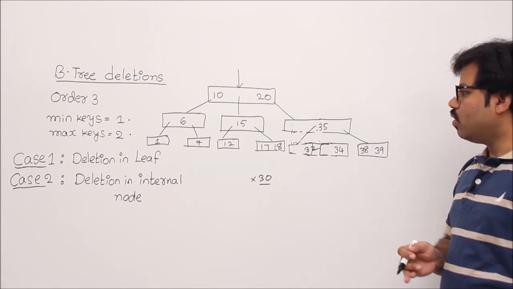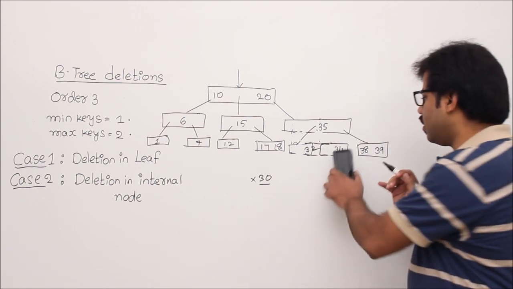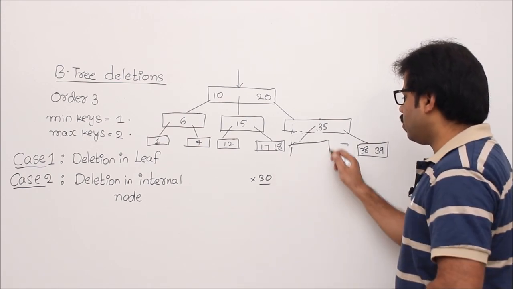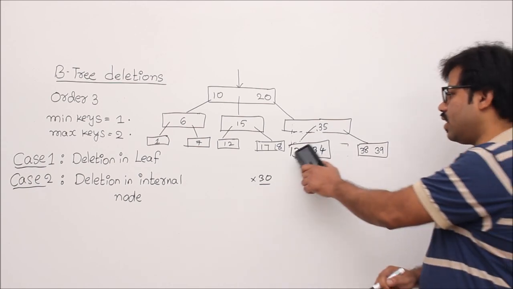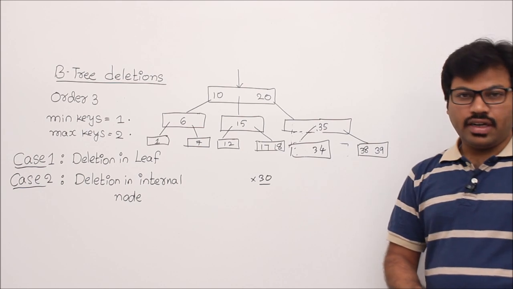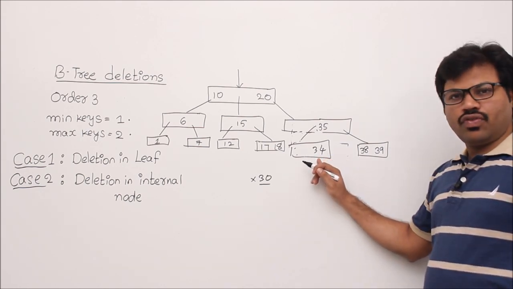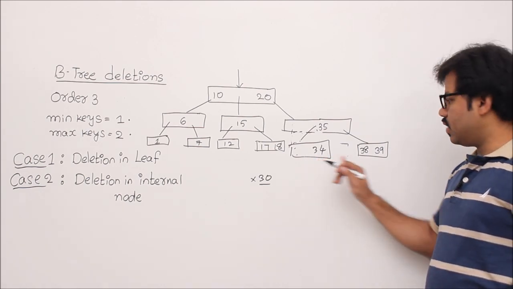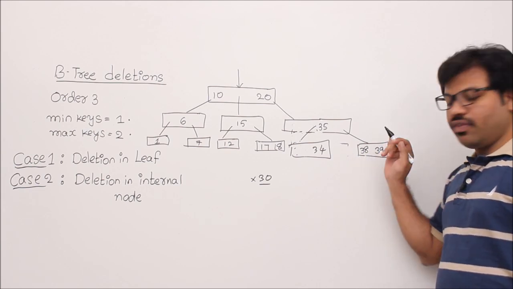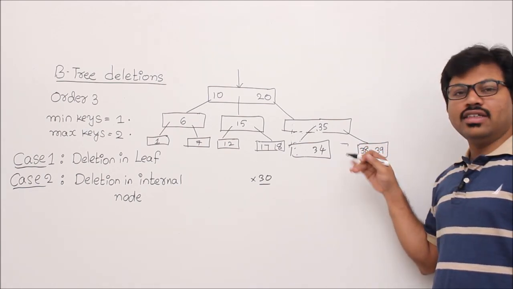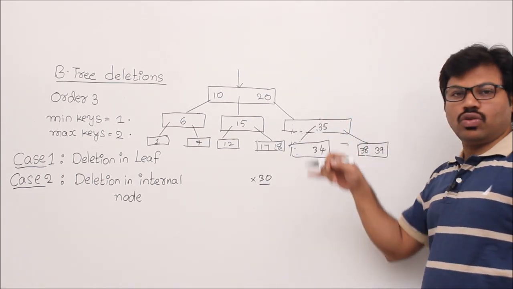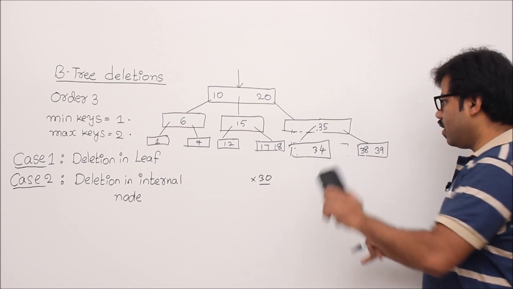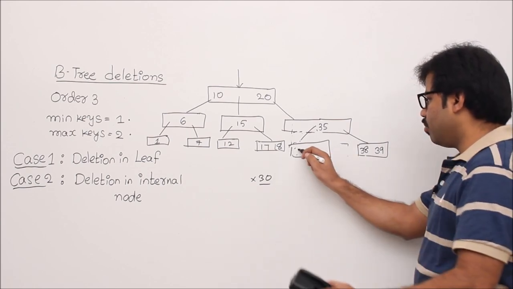Now we'll try to do this again. Let me write it clearly: this is 32, 34. Let's delete 32: sufficient keys, no problem. Delete 34: not sufficient keys, so transfer the keys from this one, borrowing. Borrowing will work because this node has more than sufficient keys, but we have to transfer through the parent. So what is the parent? 35. So we do like this.